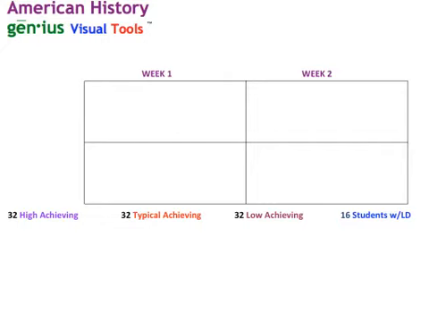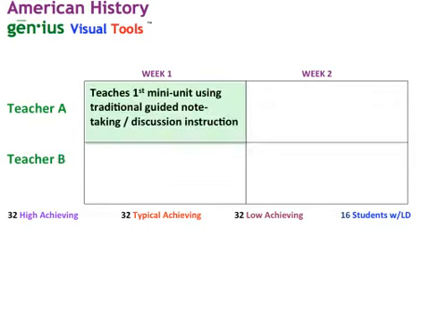of instruction teachers use. So in this study, we had a couple of teachers, so I'll call it Teacher A and Teacher B. And Teacher A, during the first week, taught a mini unit using traditional guided note-taking discussion kinds of instruction you typically see in a history class.